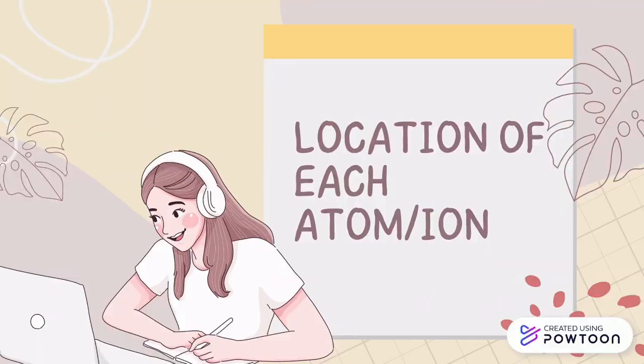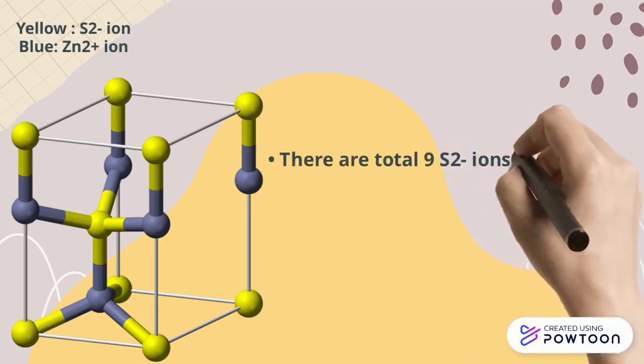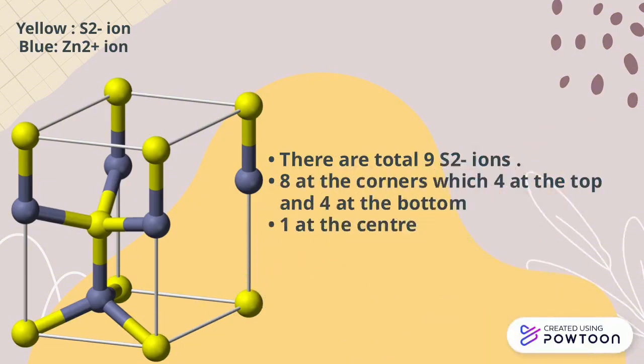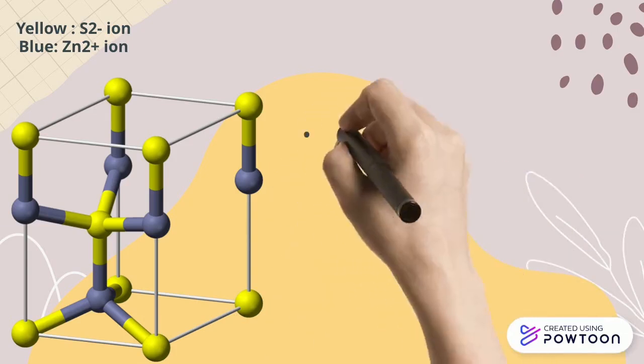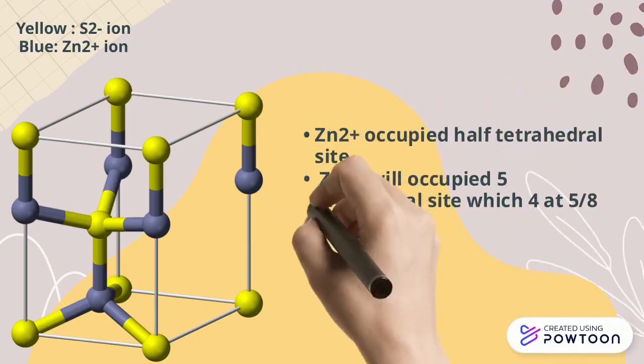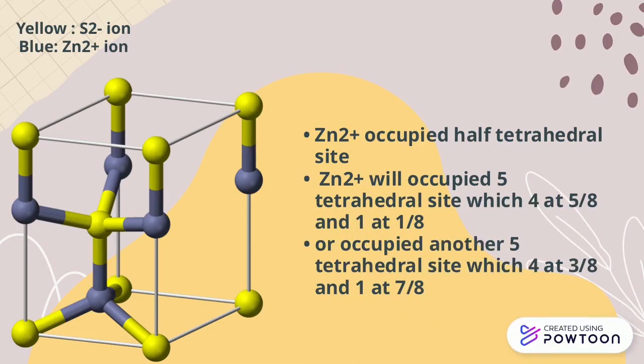Location of each atom or ion in the Wurtzite structure. The yellow one indicates the S2- ion and the blue indicates the Zn2+ ion. There are a total of 9 S2- ions, 8 at the corners, of which 4 are at the top and 4 at the bottom, and 1 at the center. Zn2+ occupies half of the tetrahedral sites. Zn2+ will occupy 5 tetrahedral sites, of which 4 are at 5/8 and 1 at 1/8, or occupy another 5 tetrahedral sites, of which 4 are at 3/8 and 1 at 7/8.